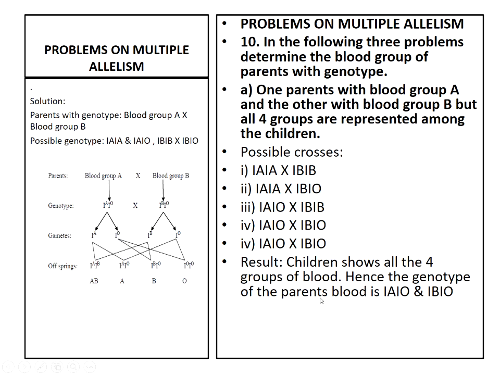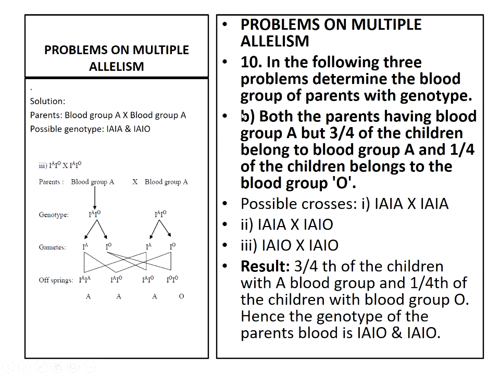Next, the second sub-problem of the 10th problem: both the parents have blood group A, but 3/4 of the children belong to blood group A and 1/4 of the children belong to blood group O. So both parents belong to blood group A, and the offsprings produced are 3/4 with blood group A and 1/4 with blood group O.